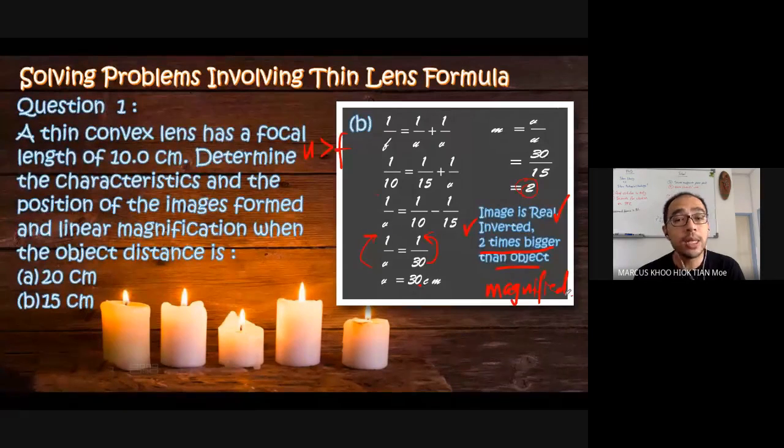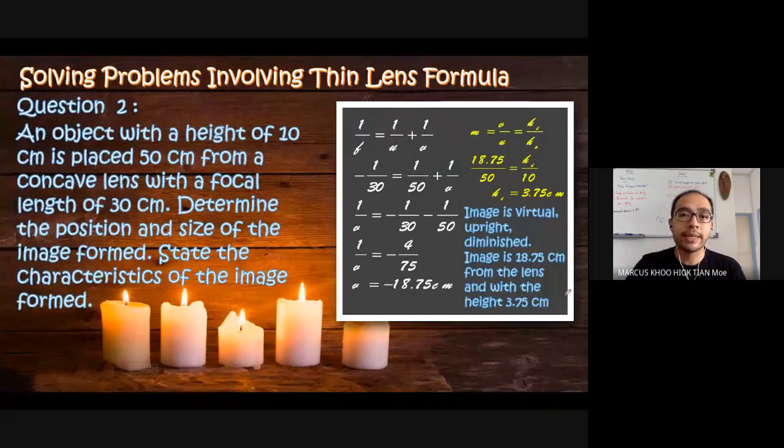Okay, so that's how we use the thin lens formula to determine the characteristics and the position of the image. Very, very important formula. It is so important. Okay, moving on to the next slide. The next slide I'm showing now is question 2.